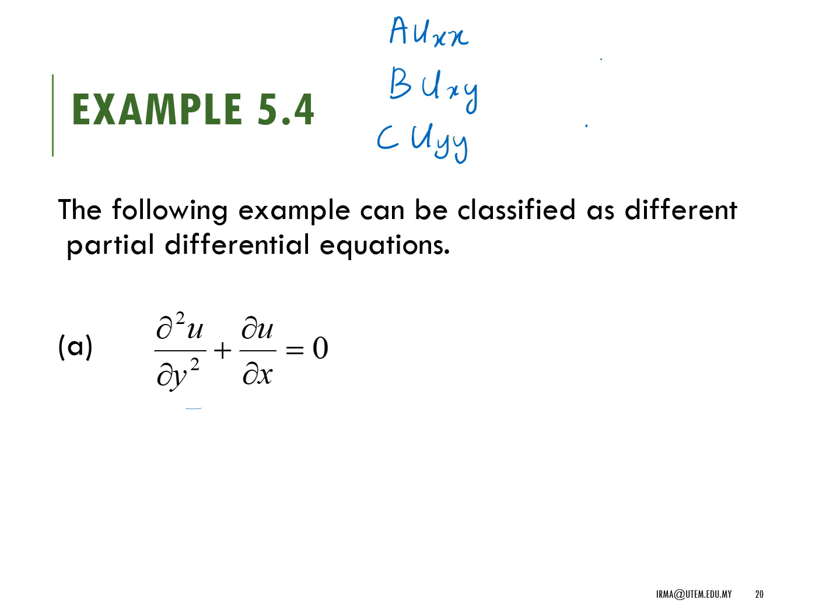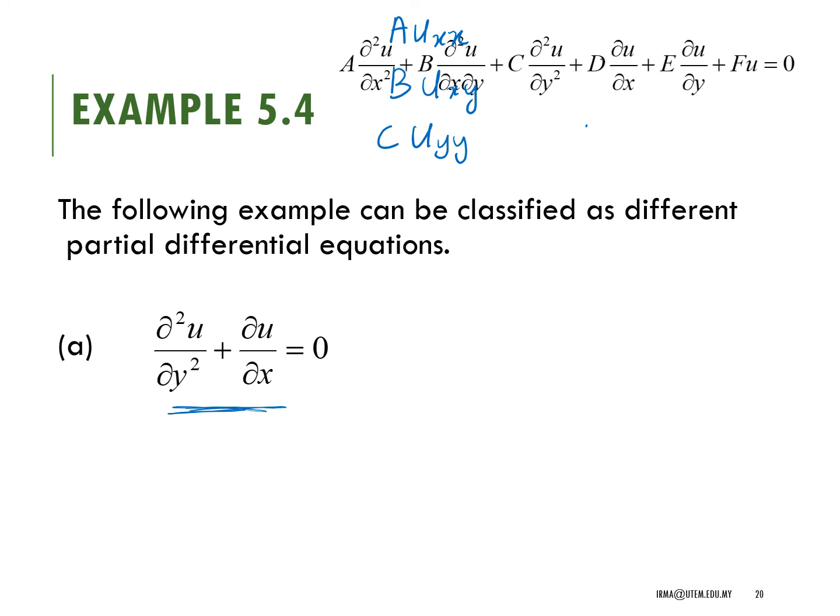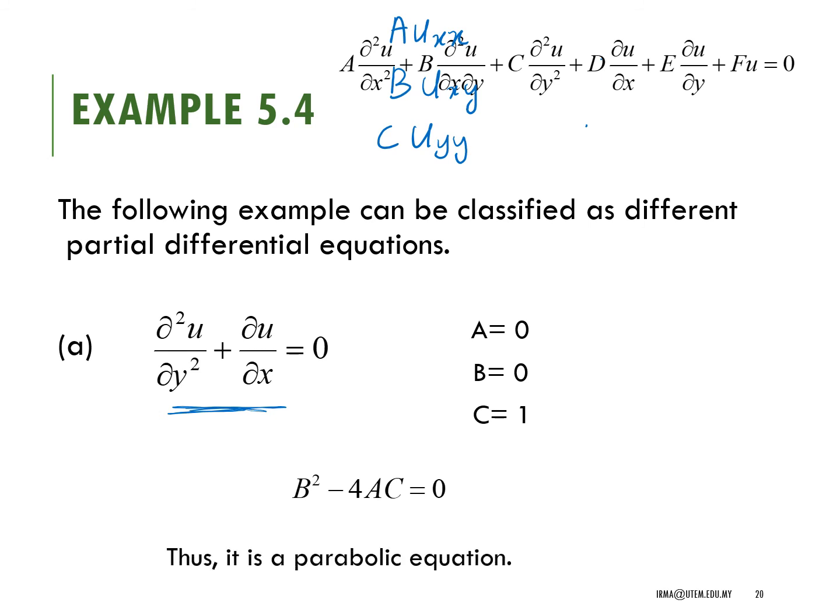And since we don't have uxx in this equation, we write A equal to 0. And then B equal to 0 also, because we don't have the term uxy. But C is equal to 1. Therefore, if you apply the formula b squared minus 4ac, you will get 0. And since the value is 0, the equation is a parabolic equation.